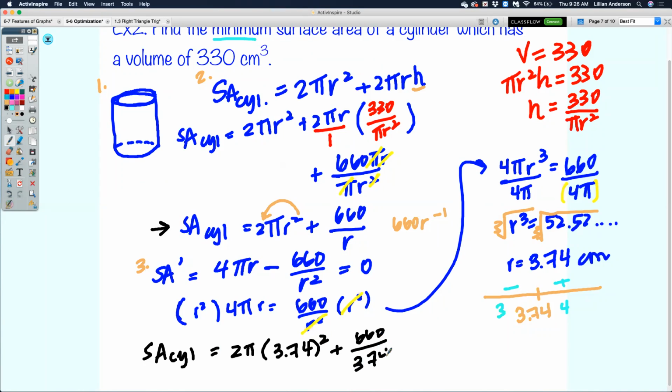Normally I wouldn't do the rounded answer. I probably would still do the full answer, to be honest, because it's still sitting in my calculator. And then I would type that whole thing in and find my surface area, then round that. So our surface area for this is going to be 264, what's the units? Centimeters squared. So that will produce our minimum surface area where we have a volume of 330 centimeters cubed. Very good.